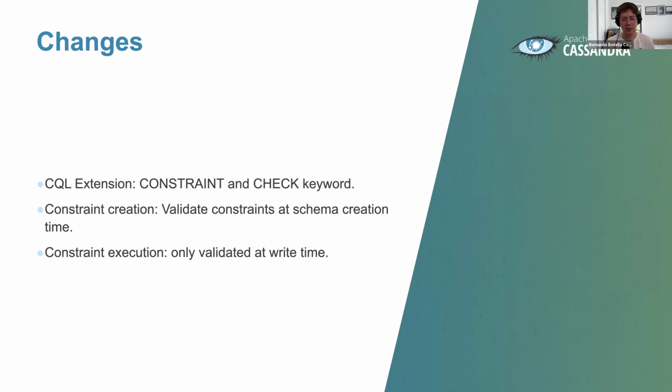And then the constraint execution, which is only validated at write time. Now, why just at write time? If we wanted to do this at read time, it poses several potential issues. So what happens, for example, if we add a constraint by altering a table and there is some pre-existing data that is already offending that constraint?